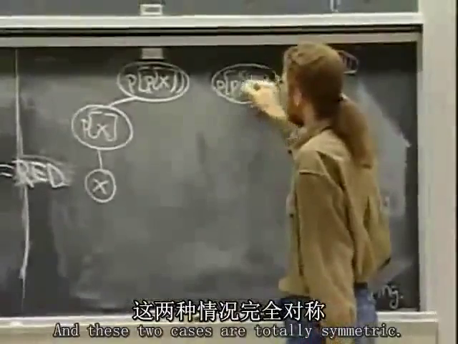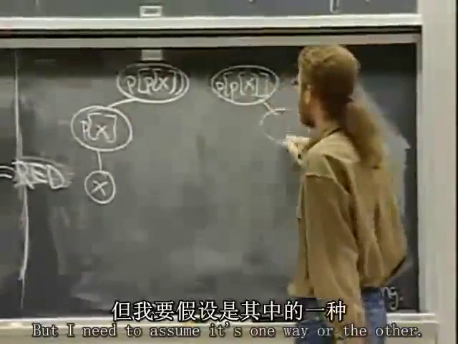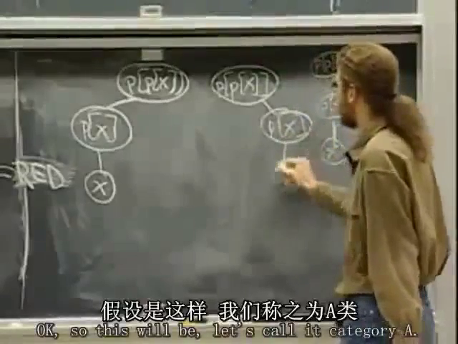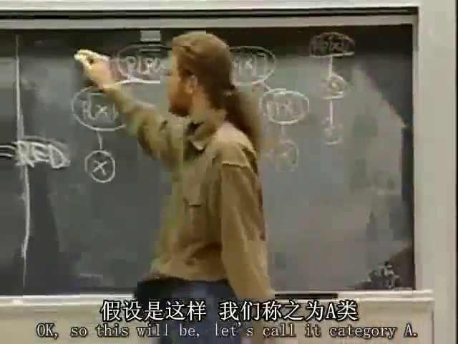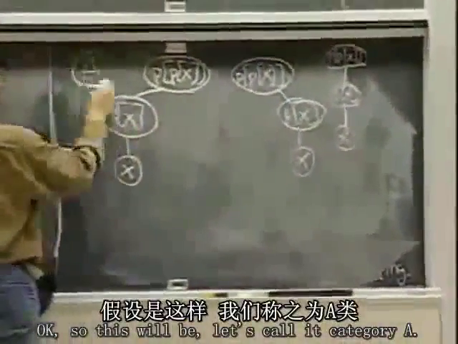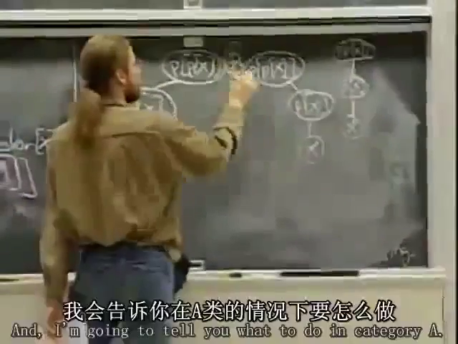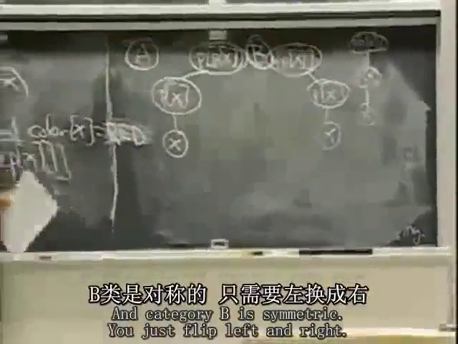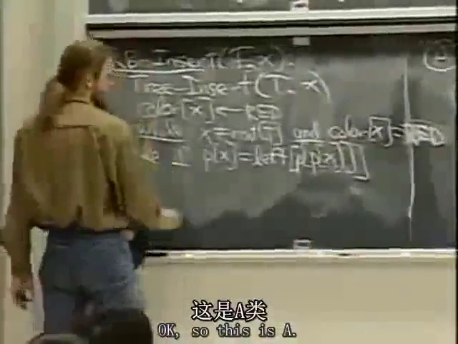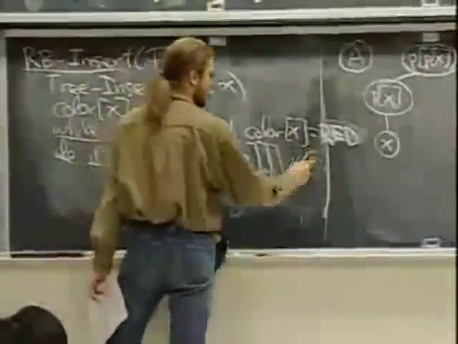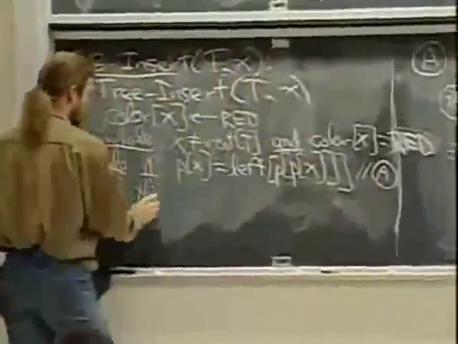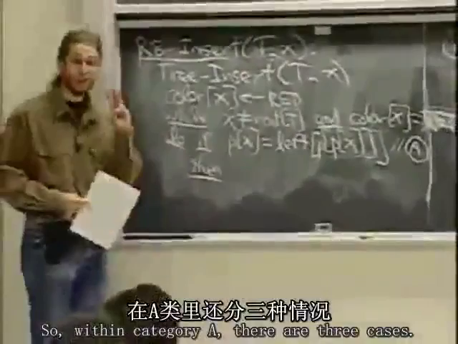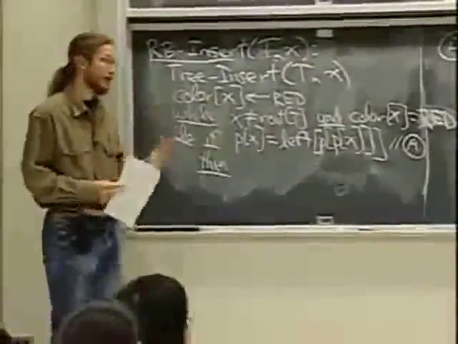And these two cases are totally symmetric, but I need to assume it's one way or the other, otherwise I can't draw the pictures. Okay, so this will be, let's call it category A, and this is category B. And I'm going to tell you what to do in category A, and category B is symmetric. You just flip left and right. Okay, so this is A. So within category A, there are 3 cases. And within category B, there's the same 3 cases, just reversed.